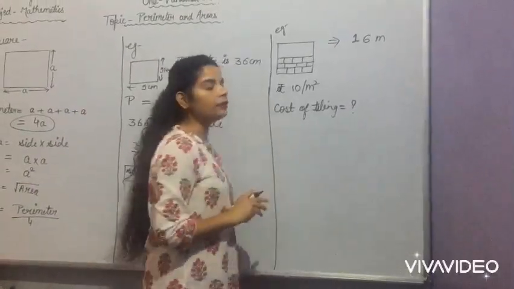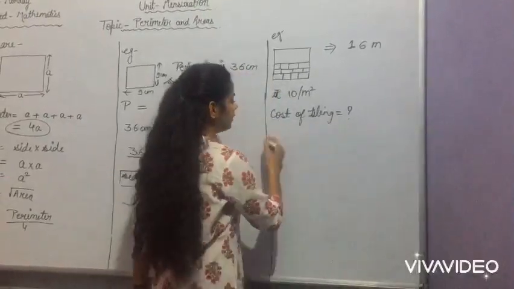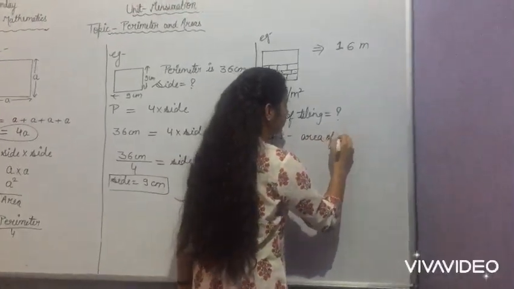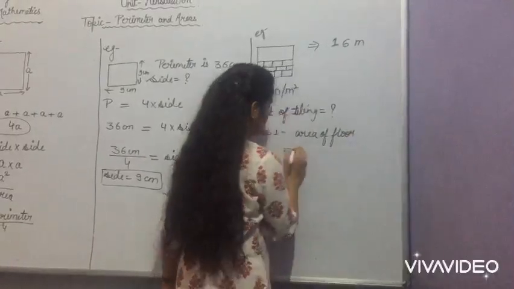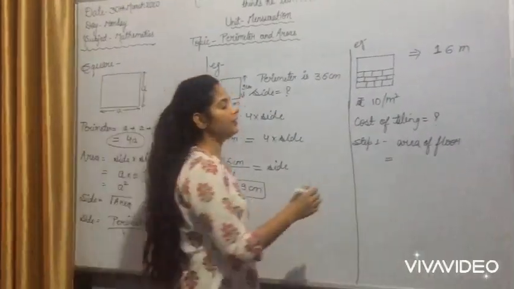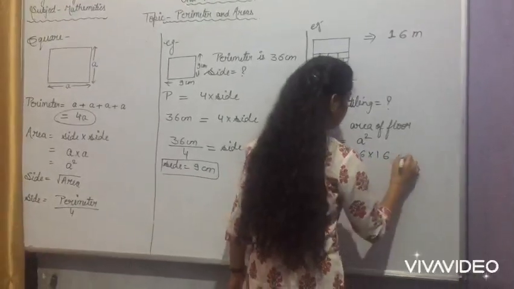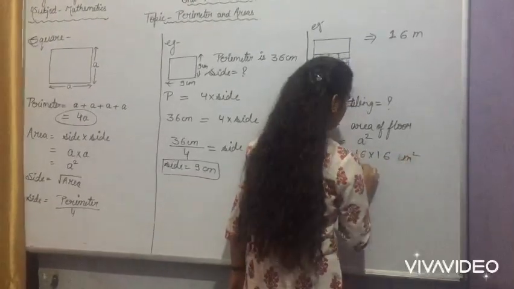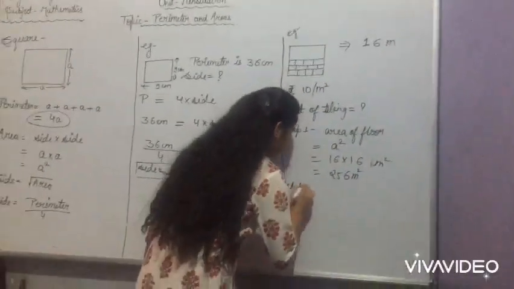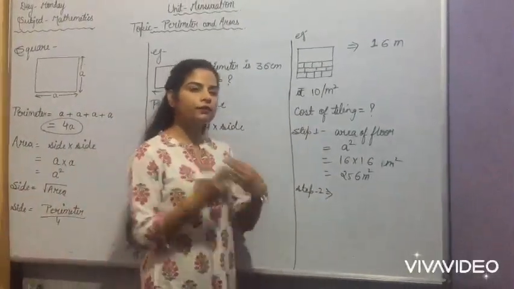For that, the first thing you need to take out is the area of the floor. Step 1: what is the area of the floor? We know how to take out the area. It is side multiplied by side, and side here is 16. The formula is a square, which means 16 multiplied by 16, which means 256 meters square.